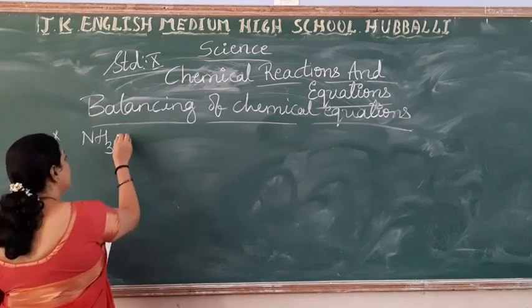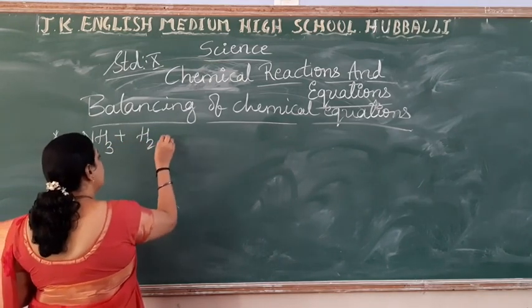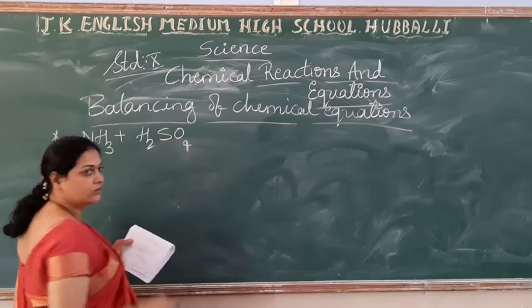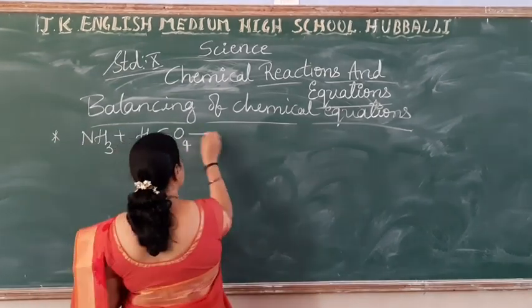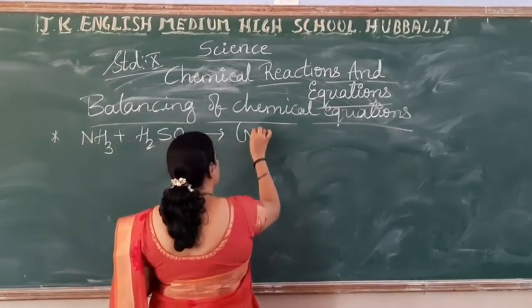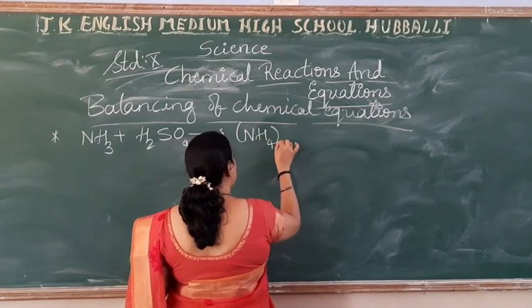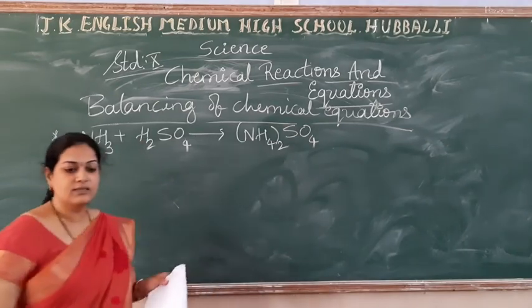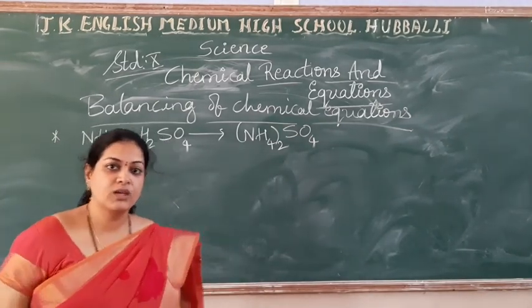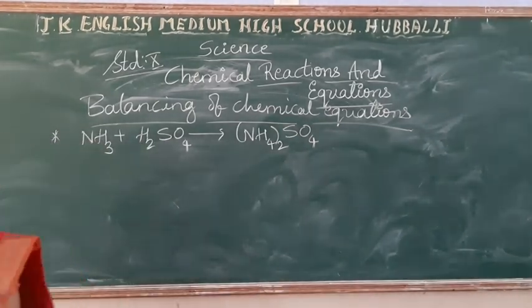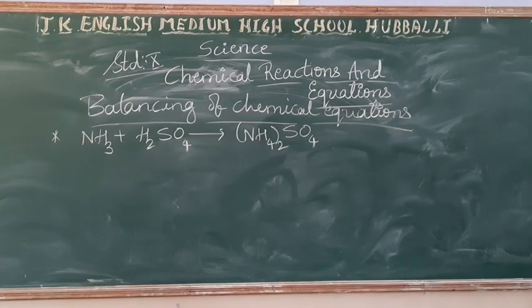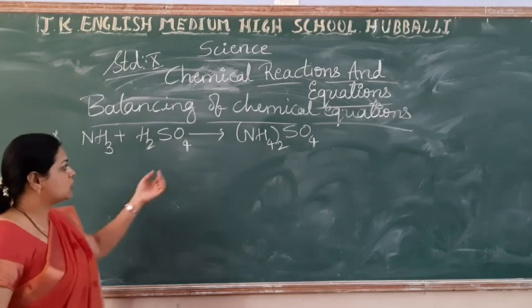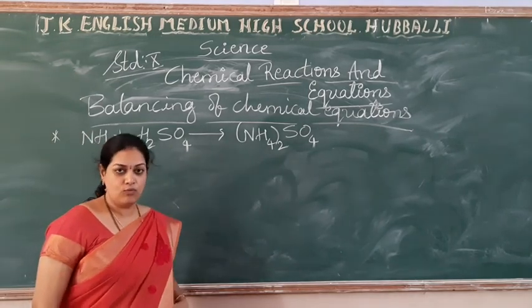NH3 plus H2SO4 gives (NH4)2SO4. This was the equation. Hope you remember, right? See, NH3 plus H2SO4 gives (NH4)2SO4.